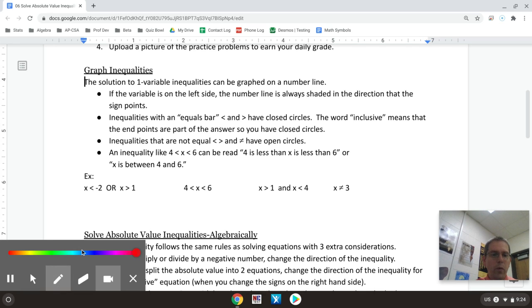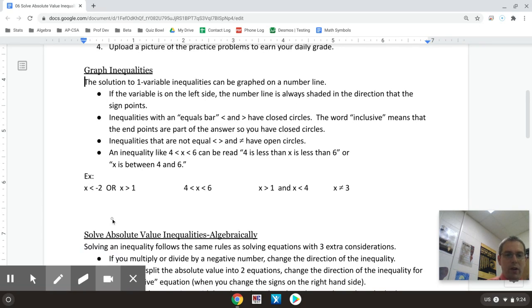Well, good morning. We're going to go ahead and look at some graphing of inequalities, especially absolute value inequalities, and how to solve them using graphing. First, I want to quickly review some things you should have picked up on graphing inequalities. An inequality with one variable, your solution can be graphed on a number line.